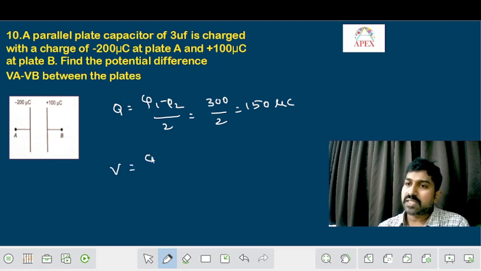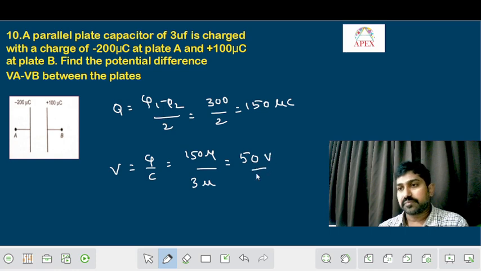And potential is nothing but charge by C. What is charge? 150 micro. And what is the capacitance given? 3 microfarad. So 150 by 3, it is equal to 50 volt. So the potential difference is simply 50 volt only.